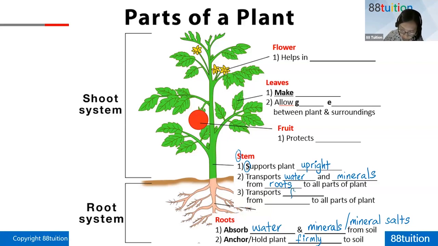So what else does the stem transport other than transporting water and minerals? Anyone? Food. Okay, good, food. Transport food from where to all parts of the plant? From roots to all parts of the plant. Are you saying the roots make food? Not roots, the roots do not make food. So not roots, good job.